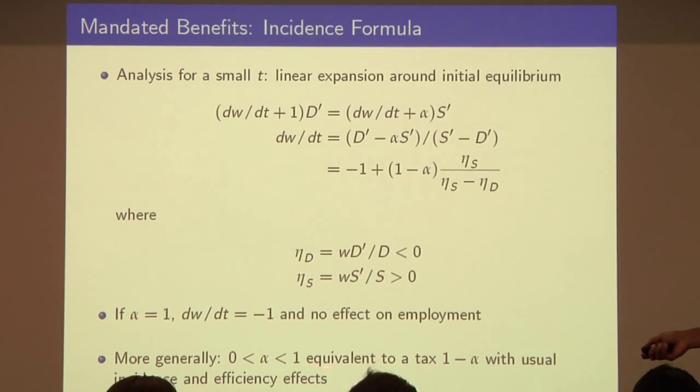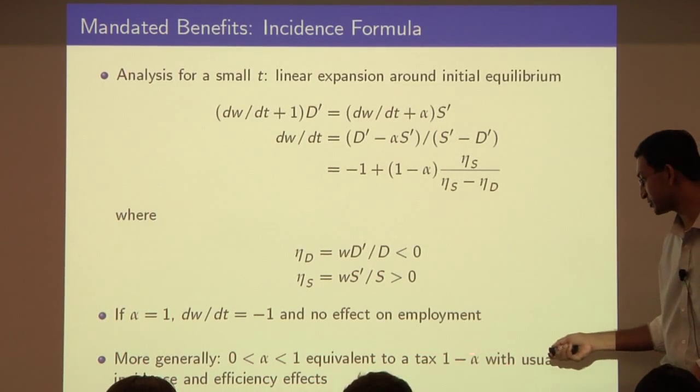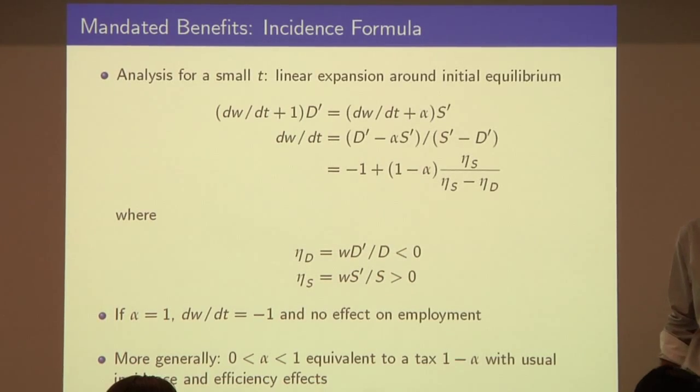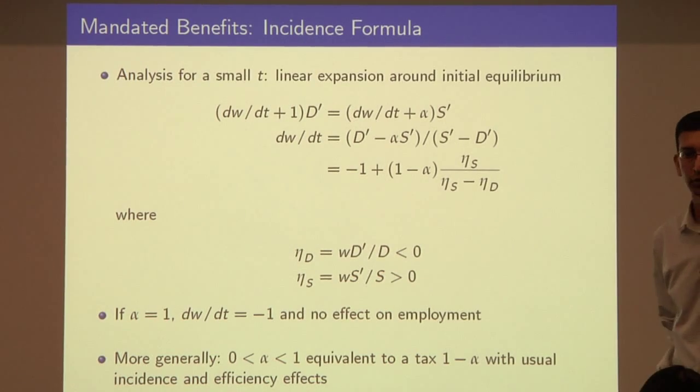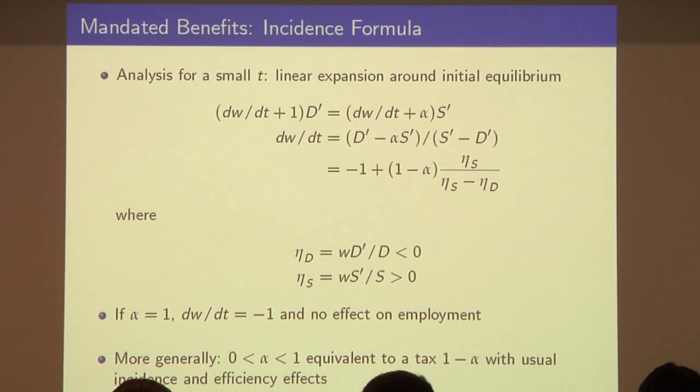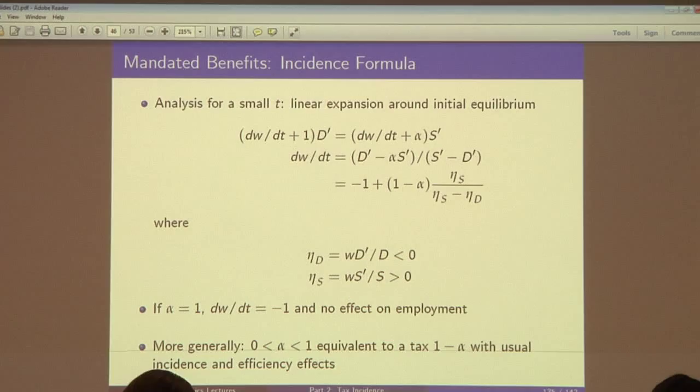And then if alpha is between 0 and 1, the general result is that a mandate is equivalent to a tax of size 1 minus alpha. Okay, so if workers value it at 50%, it's 50% as damaging as a tax in terms of efficiency and has 50% as large incidence effects. So in the next lecture, we'll talk about an empirical application, the Acemoglu and Angrist paper, and then talk about efficiency.